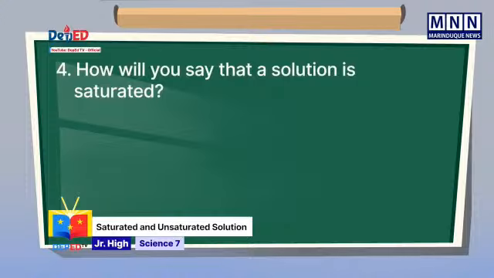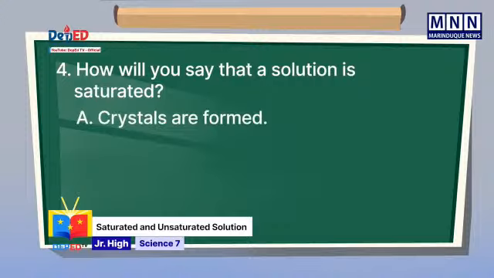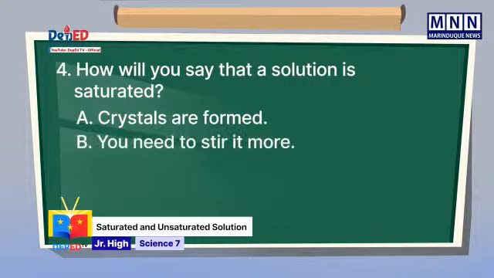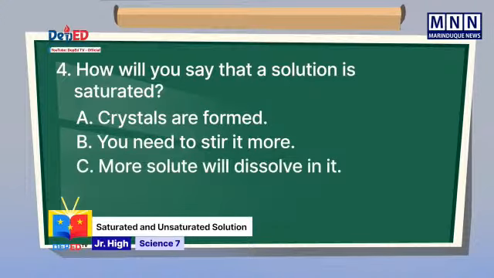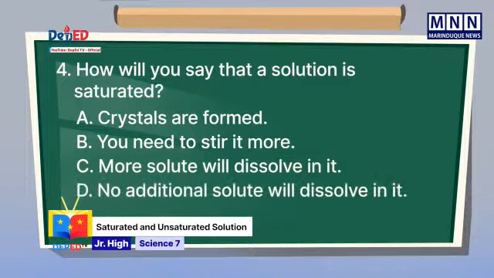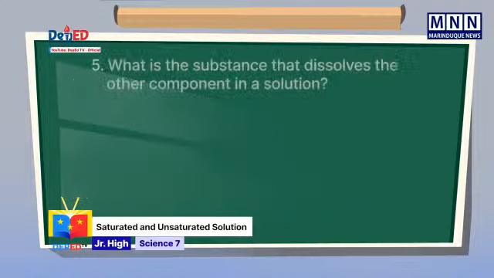Number 4. How will you say that a solution is saturated? A. Crystals are formed. B. You need to stir it more. C. More solute will dissolve in it. D. No additional solute will dissolve in it. A solution is saturated when the additional solute is not dissolved in it. If your answer is letter D, congratulations! You are correct!